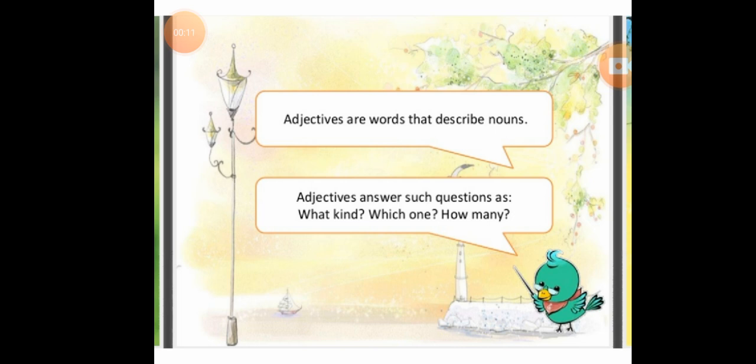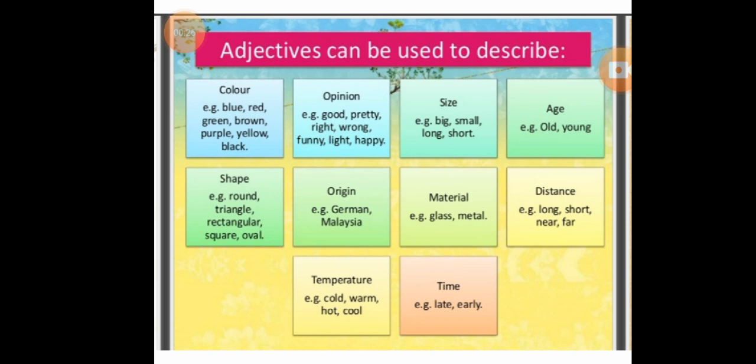What are adjectives? Adjectives are words that describe nouns. Adjectives answer such questions as what kind, which one, how many. Adjectives can be used to describe color, that is blue, red, green, and so on.